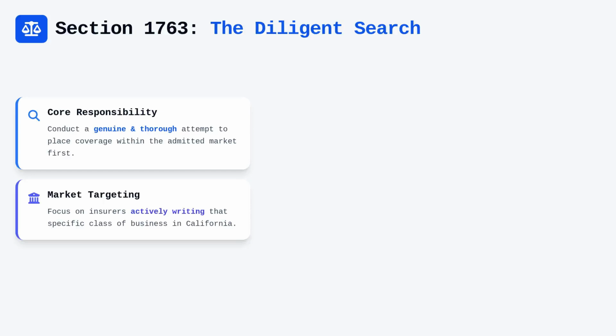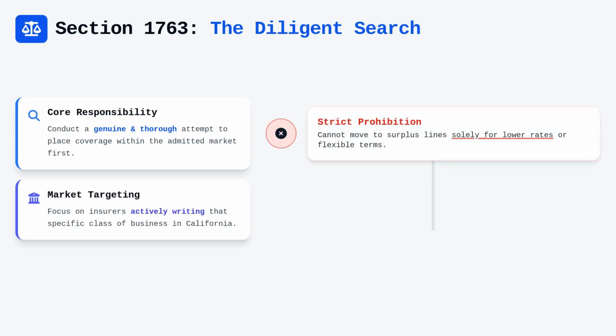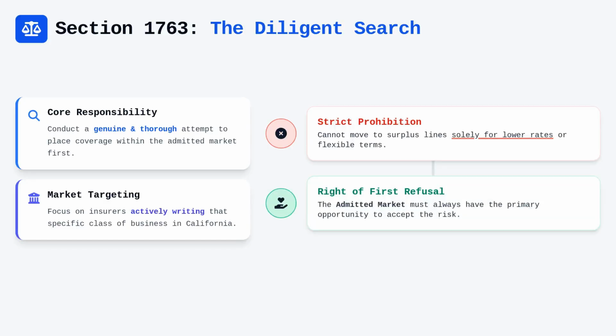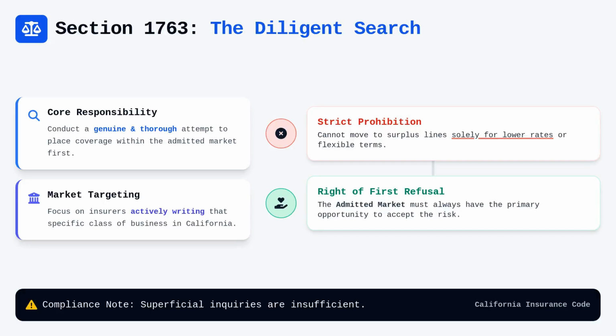of business in California. You cannot simply bypass the standard market because a non-admitted carrier offers a cheaper rate or more flexible terms. In fact, the code explicitly states that you are prohibited from placing insurance with a surplus lines insurer for the sole purpose of securing a rate lower than what an admitted carrier would accept. The admitted market must always have the first right of refusal for the risk.